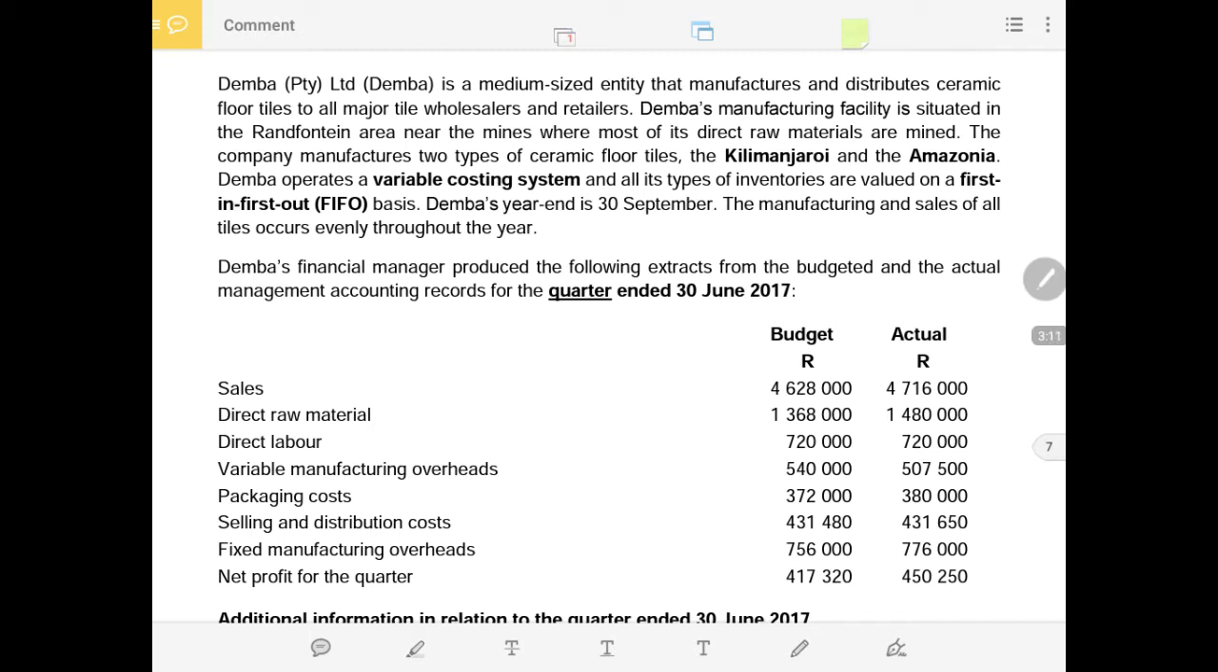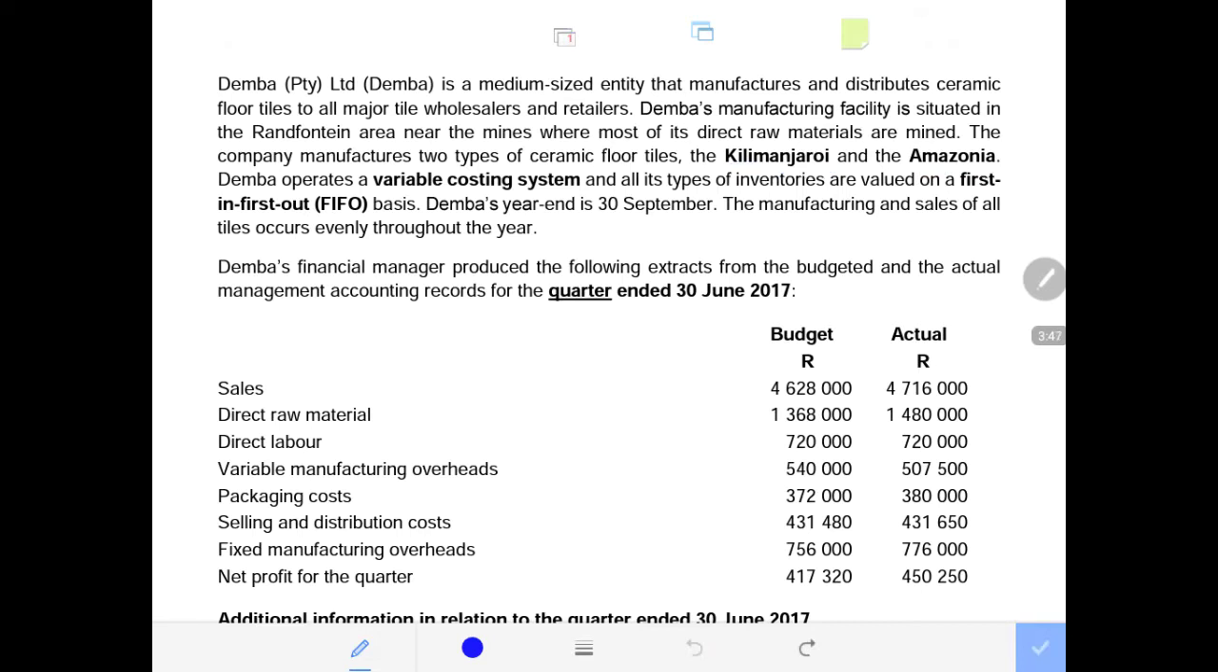It says Demba Pty Ltd is a medium-sized entity that manufactures and distributes ceramic floor tiles to all major tile wholesalers and retailers. Demba's manufacturing facility is situated in the Randfontein area near the mines, where most of its direct raw materials are mined. The company manufactures two types of ceramic floor tiles, which are named Kilimanjaro and Amazonia. So these are their two products.